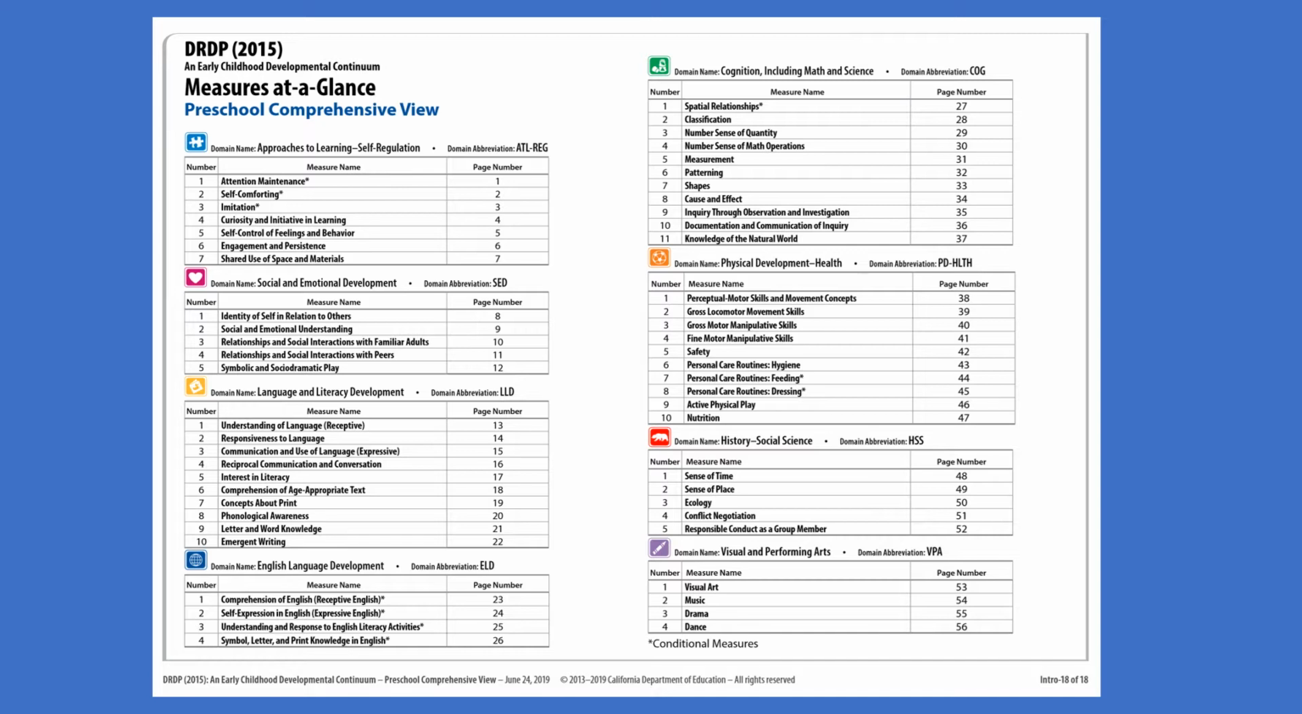This tool is very similar to how we think about other tools for learning standards, but there is a key difference, and that is this tool will break down each one of the measures. So as you're looking at this, this is really for a teacher to understand the layout of the tool. So you see the different color-coded areas. The domain, the first one there, it's a little puzzle piece, approaches to learning, self-regulation in blue. Then it goes to SED, which is social emotional development with the heart. And then it goes to the book in yellow, which is language and literacy.